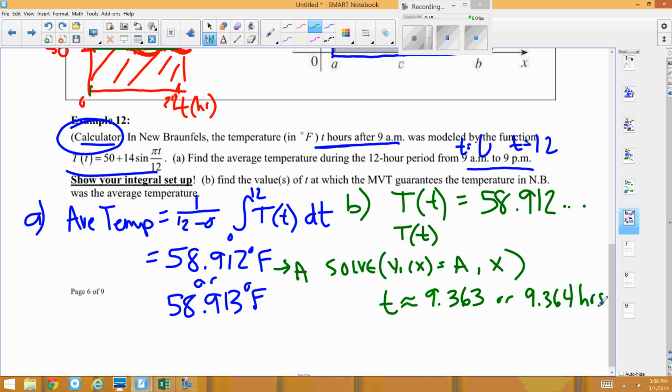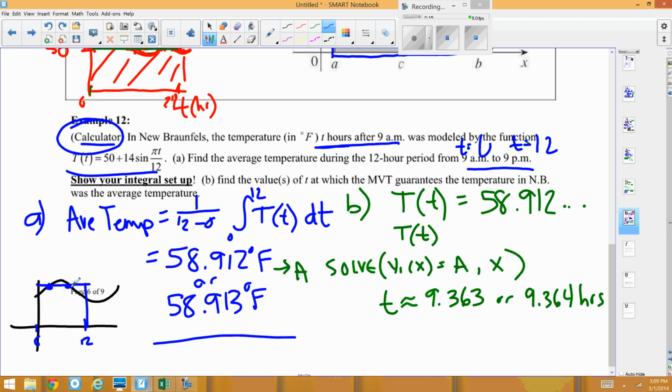That's exactly where. So if you wanted to get a graph of this, that's a sine function moved up 50 units. The period's changed a little bit, so it might look something like this, and you could get a better graph. All right, and so the average temperature is about 58. So like this, right? Somewhere between 0 and 12, the area of this rectangle matches the area under the curve. And that's what we figured out by this integral equation in blue.